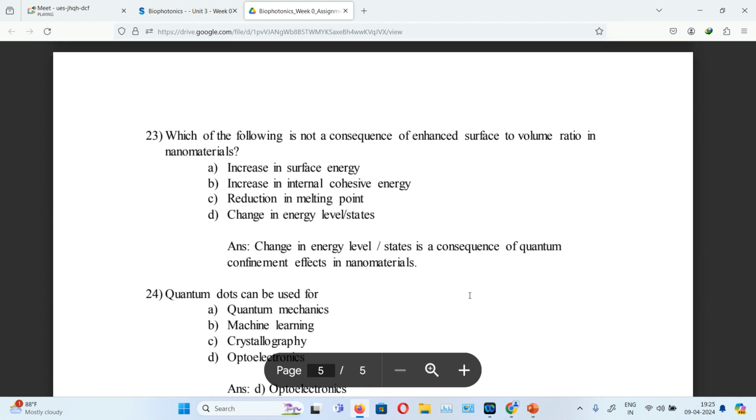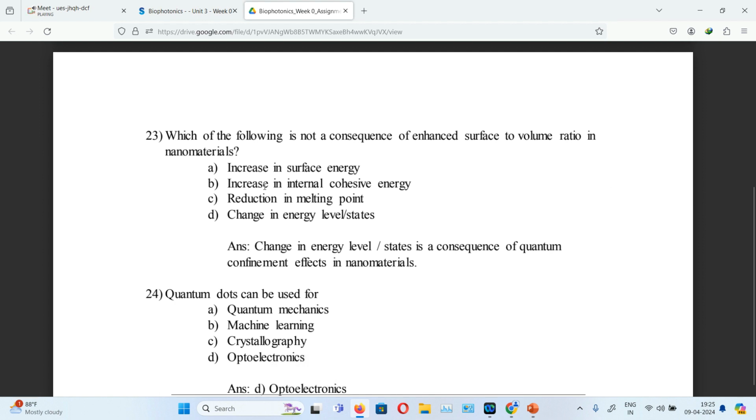Which of the following is not a consequence of enhanced surface to volume ratio in nanomaterials? Increasing surface energy, increase in internal cohesive energy, reduction in melting point, and change in energy level per state. Change in energy level per state is a consequence of the quantum confinement effect in nanomaterials, not because of the surface to volume ratio.